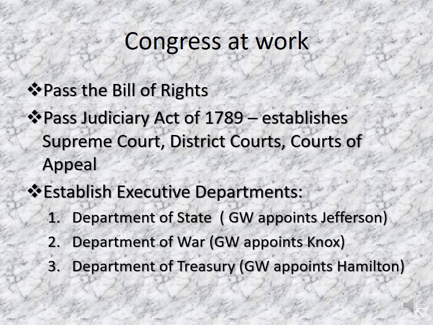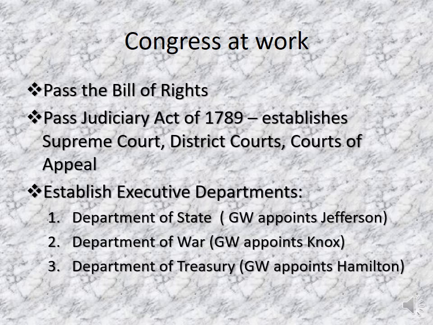amendments to the Constitution. Another thing that Congress did was pass the Judiciary Act of 1789. This established the Supreme Court, the district courts, and the courts of appeals. So essentially, this established the judiciary branch, the judicial branch of the United States.